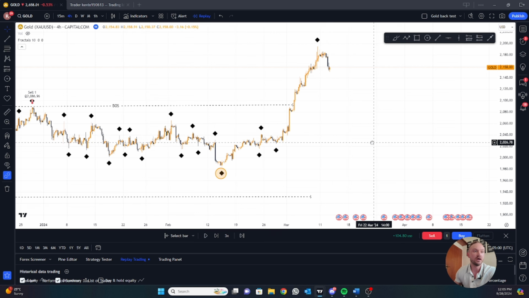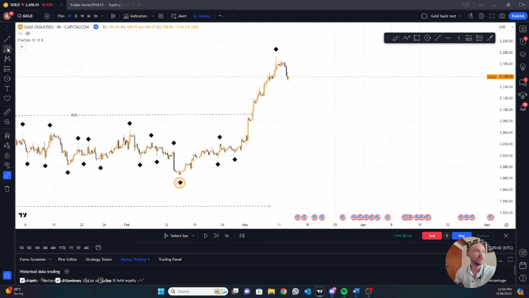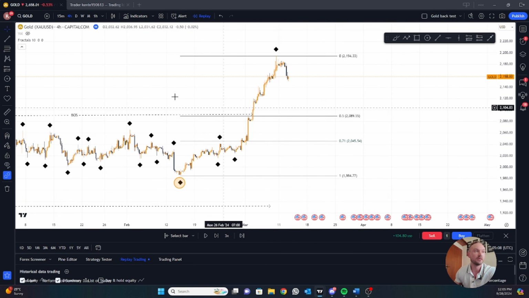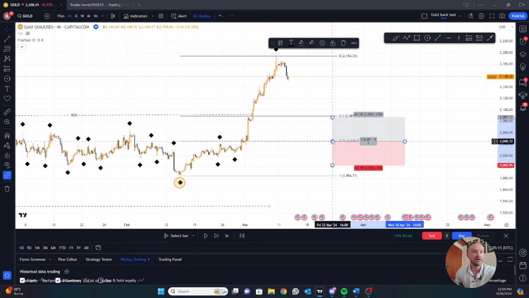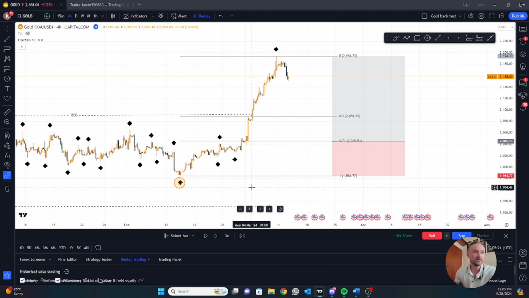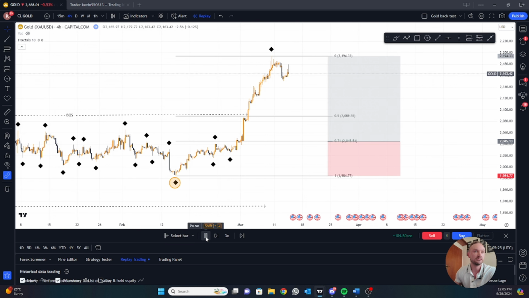Okay, so we just got a new high here. I'm going to draw out my Fibonacci from the swing low to the swing high. And if the market does come back to the 71%, this is where we will have a buy order. We'll target the highs, stop loss at the lows. Let's see if this trade plays out.